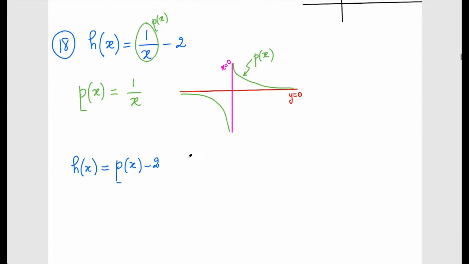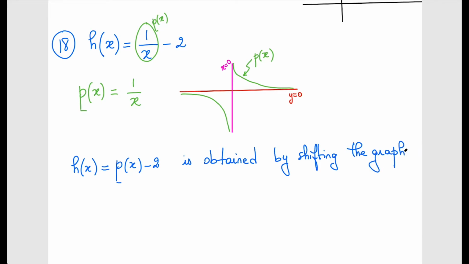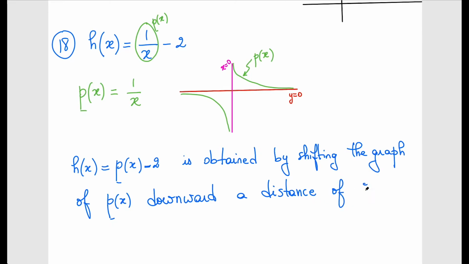So H of X then is obtained by shifting the graph of P of X downward a distance of 2 units. Why 2? Because that's the C guy. And why downward? Because of the presence of this minus, right? Distance of 2 units.